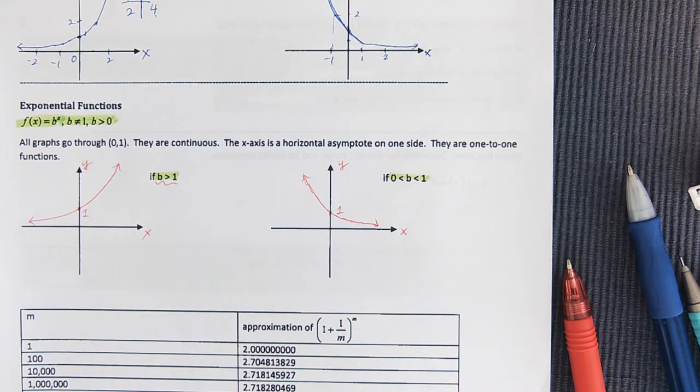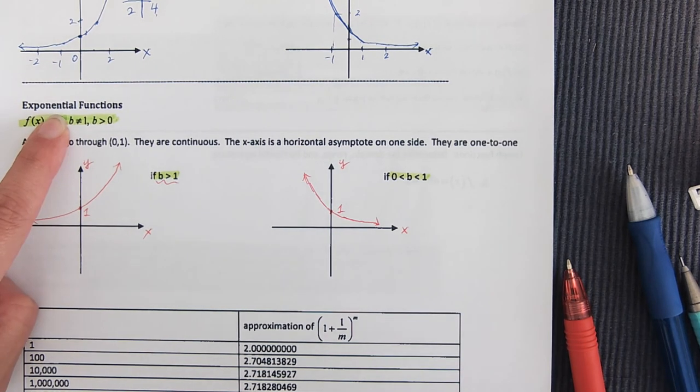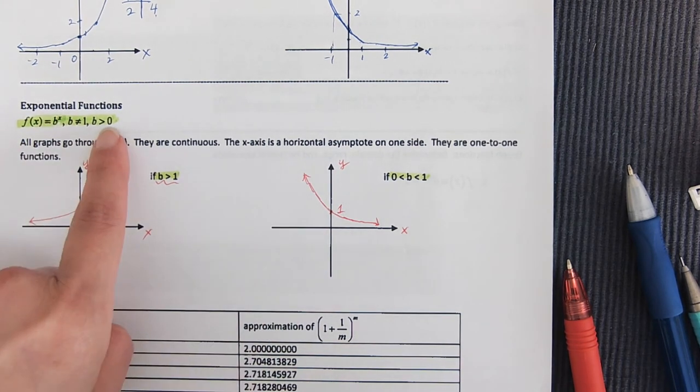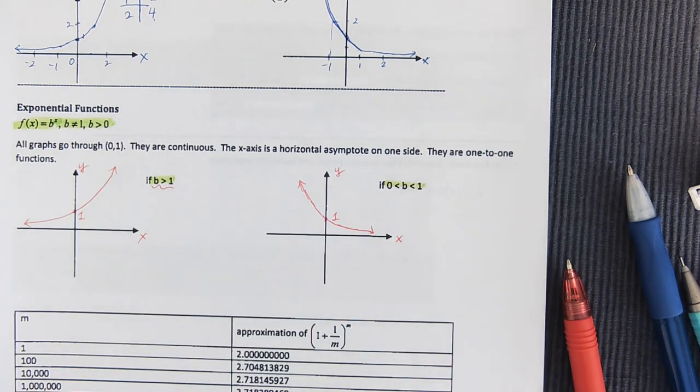So basically b is never going to be negative? B is never negative, no. That's the rule for exponential functions: b is never negative. B is always a positive number, but it can be a fraction. Oh, okay.